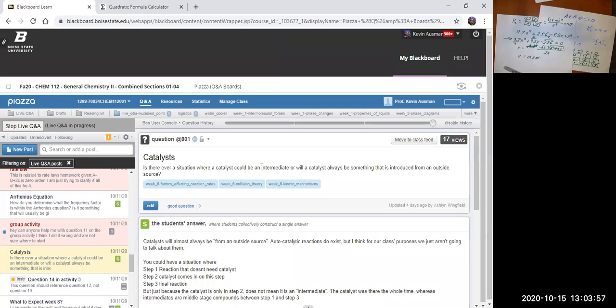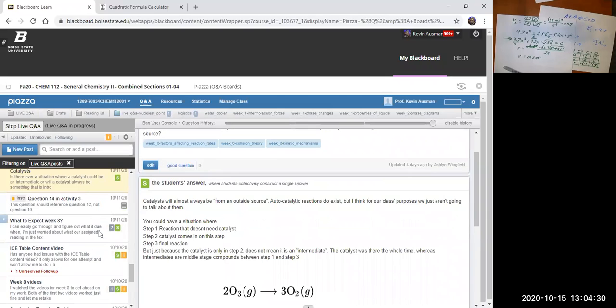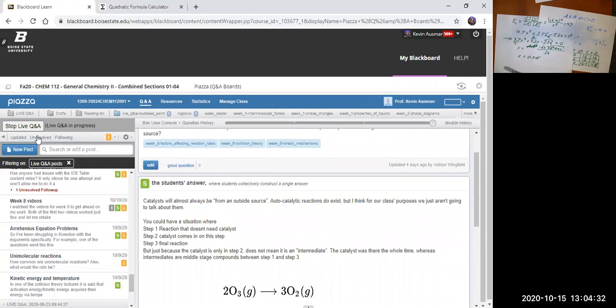But there is a phenomenon known as autocatalysis, where a product that you form actually speeds up the reaction. And so the product that you form ends up acting as a catalyst. So I think it's a little bit vaguer than any of us would really like. So generally, when we talk about a catalyst, the most common situation is that it is something that is introduced externally from an outside source.